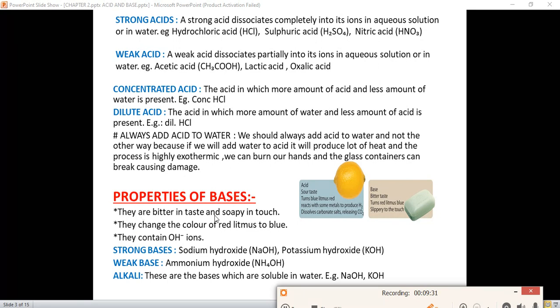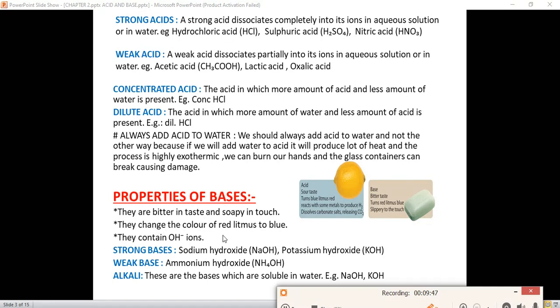Now we'll discuss the properties of bases. What are the different properties of bases? Bases are bitter in taste and soapy in touch. We will feel a little slippery when we touch any base.